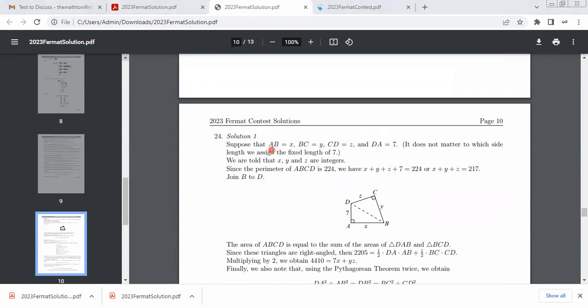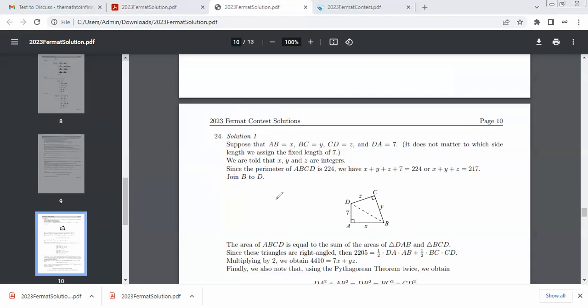You can draw a quadrilateral with 4 sides. So you have A, B, C, D, four vertices. Then AB is going to be X, BC is going to be Y, DC is going to be Z. You can assume any variable, it's completely your choice. The last one is already given in the question: DA is equal to 7. You've been told that X, Y, and Z are integers.